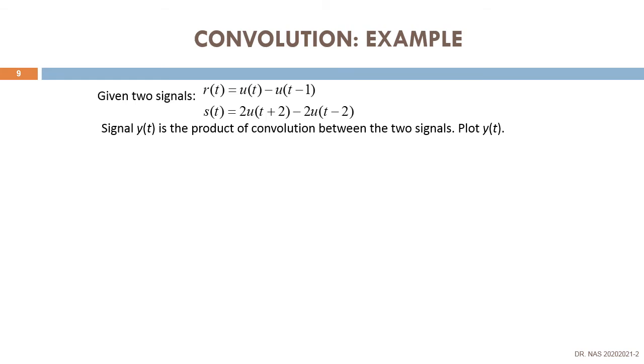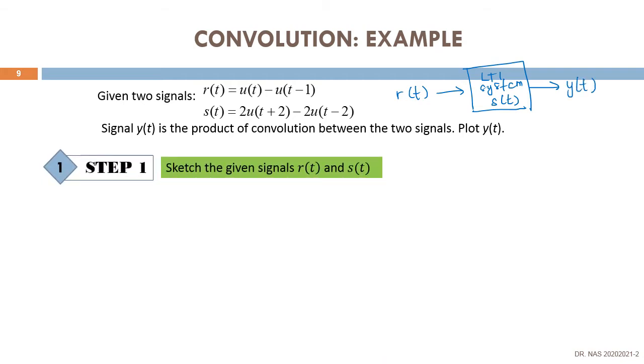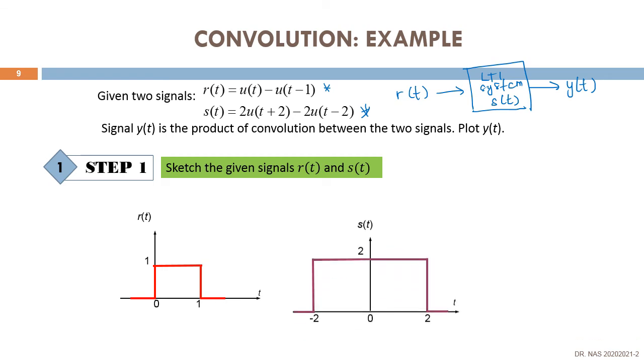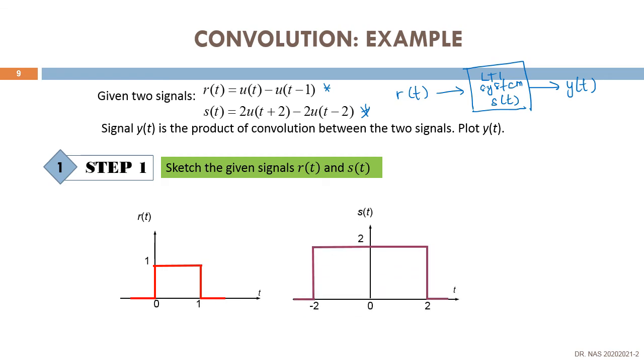This slide onwards will guide you on how to solve convolution between two signals. For example, if you have r(t) as the input into an LTI system given by s(t), and you get the output y(t). The first step is that you need to sketch the given signals r(t) and s(t). These are the equations for r(t) and s(t), so sketch these two signals first. This is r(t) equal to u(t minus 1), and the second one is as the equation shown above.